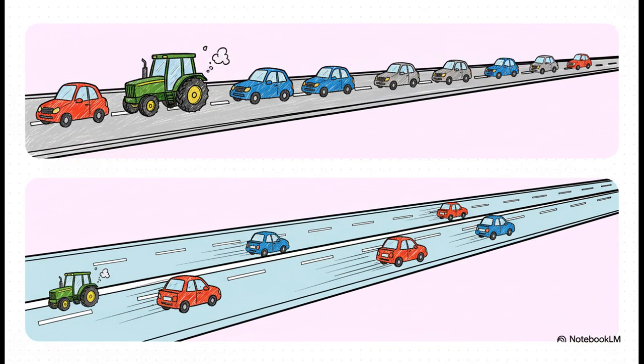The best analogy I've ever heard is a highway. Synchronous code is like a single-lane road. If one slow tractor gets on, everybody behind it is stuck. Asynchronous code, on the other hand, is a multi-lane freeway. That slow task can just move over into its own lane, while the main flow of traffic, which is your application's UI, keeps zooming along smoothly. This is the absolute core of a responsive app.